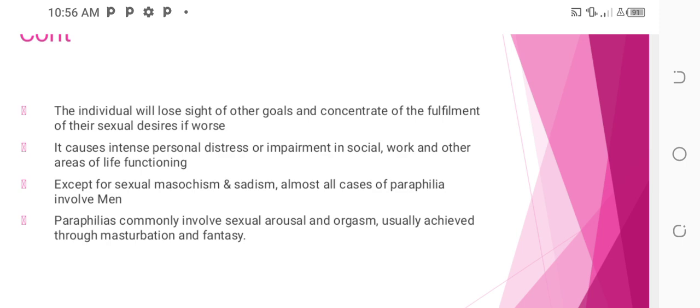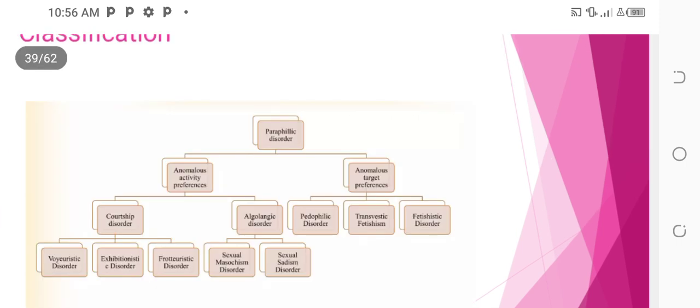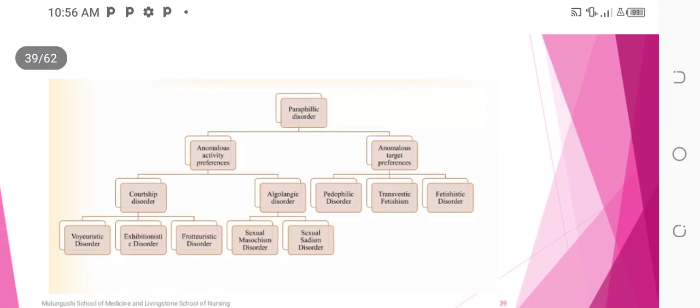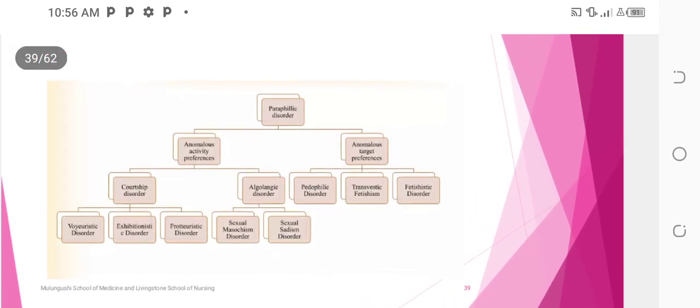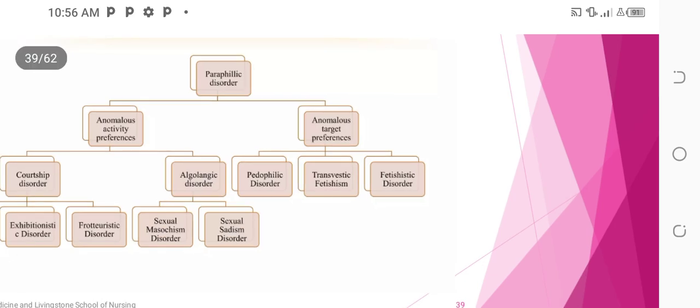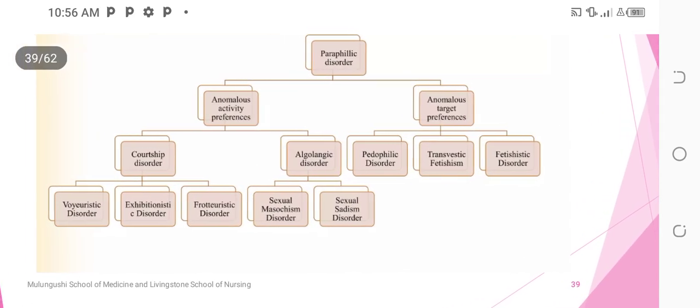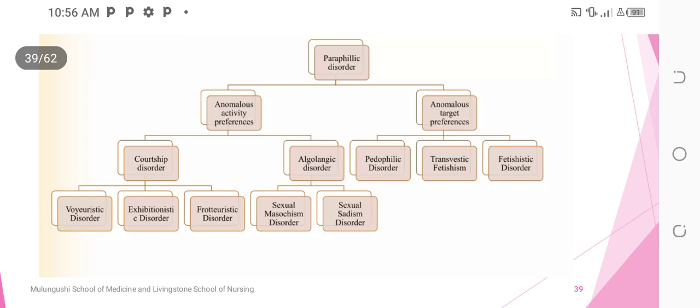Except for sexual masochism and sadism, all cases of paraphilia involve men. Paraphilias commonly involve sexual arousal and orgasm, usually achieved through masturbation and fantasy. So, a classification: we have anomalous activity preferences and anomalous target preferences. We will look at them later. So, the first category we have is voyeuristic disorder or scopophilia.